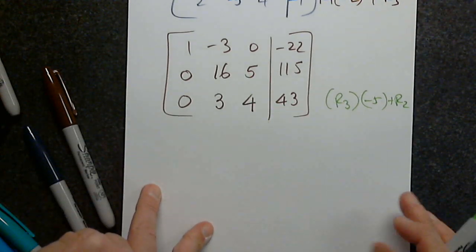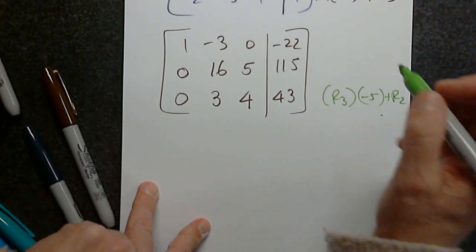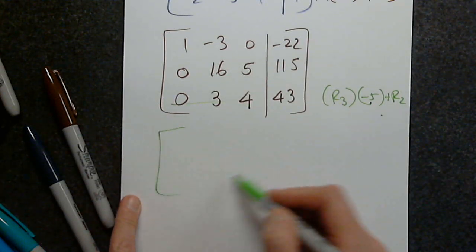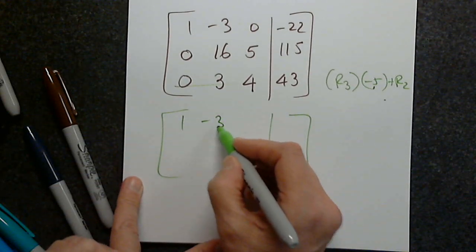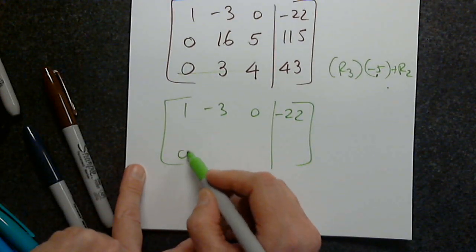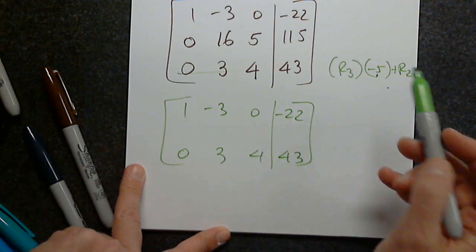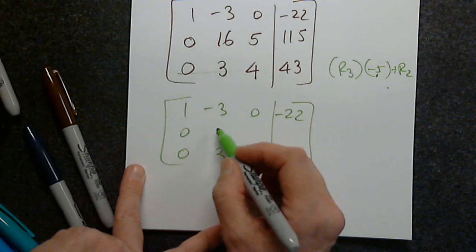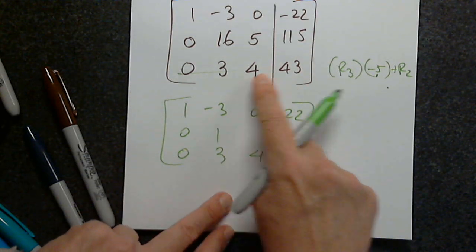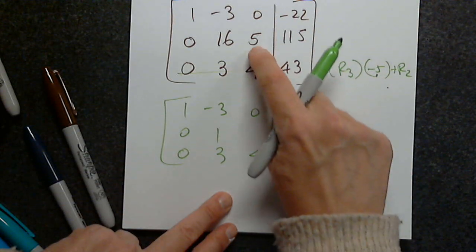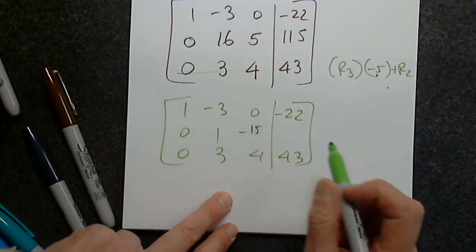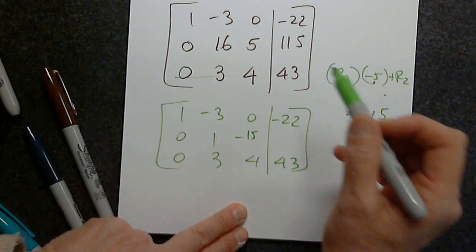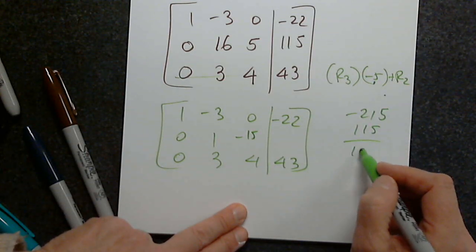Since we want to finish it up, allow me to do that. So I'll multiply row 3 by negative 5 and add it to row 2. 1, negative 3, 0, negative 22, 0, 3, 4, and 43. Negative 5 times 3 is negative 15 plus 16, 1. 4 times negative 5 is negative 20 plus 5, negative 15. Now this, negative 210 plus 115 is negative 100.